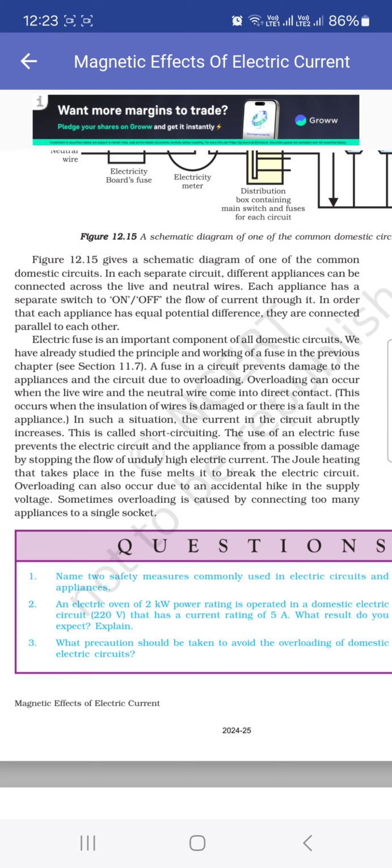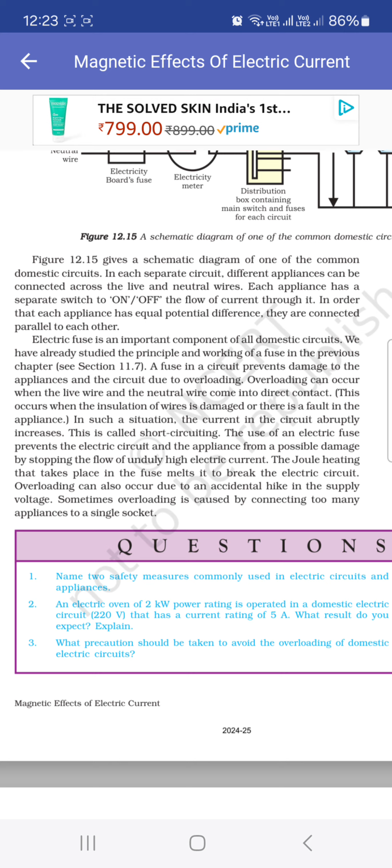An electric fuse works on the heating effect of current. Another thing, a fuse wire is connected in series in the electric circuit. The fuse wire must have proper thickness which depends on the maximum current which the household wiring can safely carry.